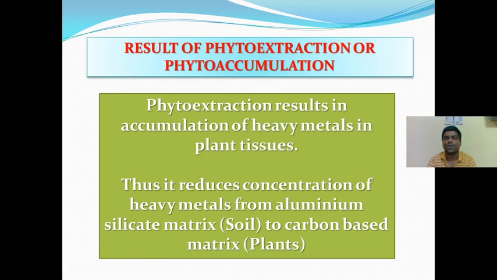Results of phytoextraction or phytoaccumulation. Phytoextraction results in accumulation of heavy metals in plant tissues, and this is achieved with the help of water absorption. Roots will absorb water, and along with that, whatever heavy metal pollutants come inside the plants will get stored in different plant tissues. Thus, phytoextraction or phytoaccumulation reduces the concentration of heavy metals from the aluminum silicate matrix, we can call it soil, to the carbon-based matrix called plants. So phytoextraction or phytoaccumulation will result in reduction of contaminants from soil, and those contaminants will be transferred inside the plants and stored in different plant tissues.